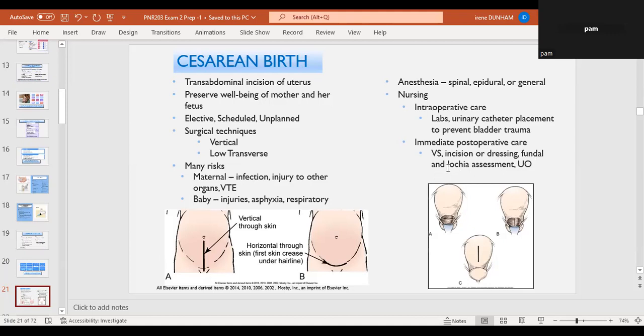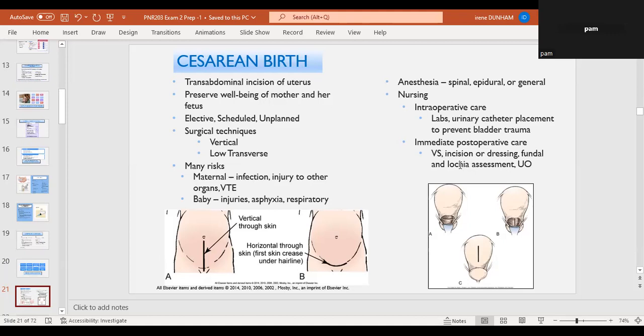And then, of course, you're going to assess the lochia, which is your drainage. So you have lochia rubra, and I would take note of the different lochias. Lochia rubra would be like your first 2 days.